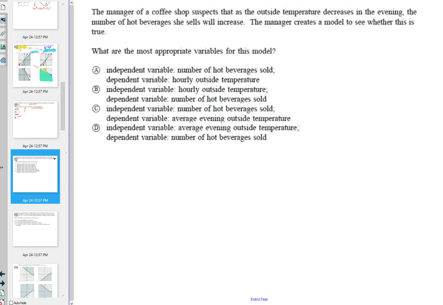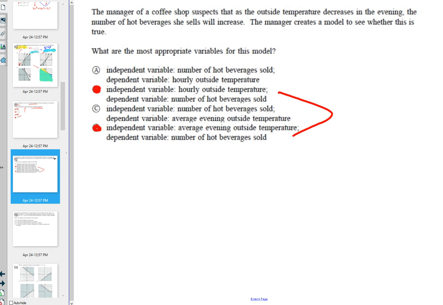So which one here would have to be the independent? Which is the one that, regardless, is beyond our control? The temperature. And then based on that temperature, the amount that they sell would be the dependent. So independent would not be beverages sold. Independent could be outside temperature, dependent number of hours. I like this one so far, but we'll read through the rest. Independent, no, this can't be. And finally, independent average evening outside temperature. Okay, so it could be B or D. So let's see if we can dissect these two to see what the difference is.